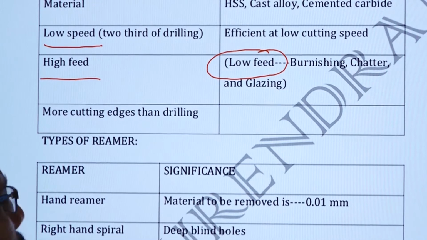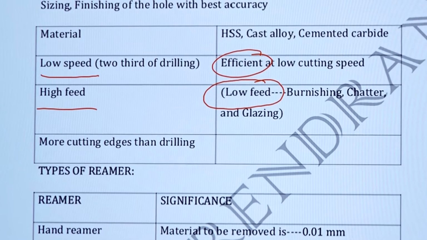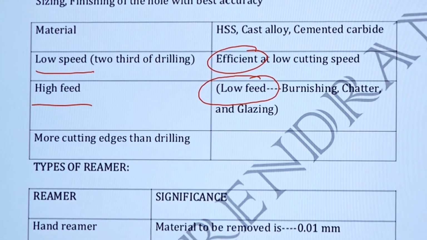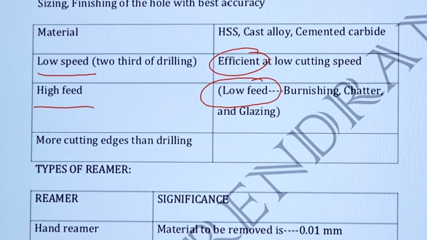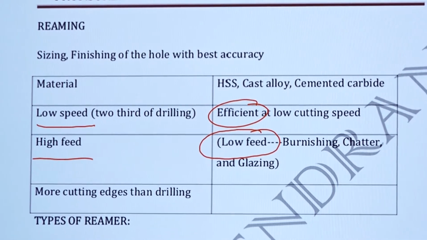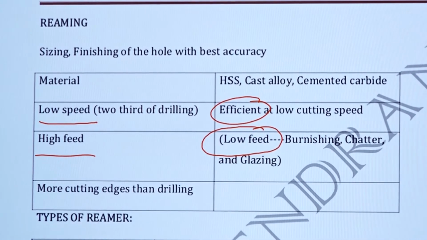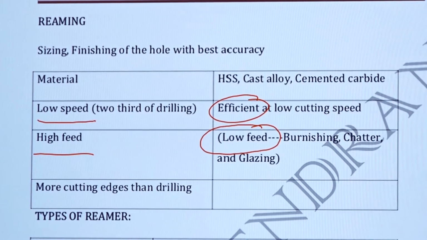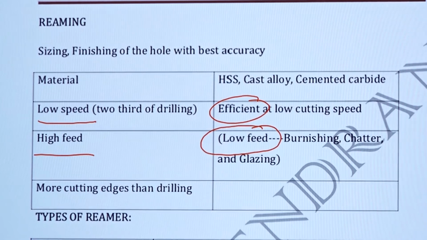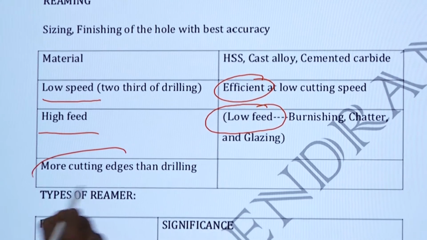So why does it go for low speed? It is efficient at the low speed. For everything there may be a reason behind it. So the Reamer has low speed compared to the drill bit because it is efficient at that cutting speed. And the feed is high because when we go for low feed, what happens? Chatter will be produced. And one more important point: the Reamer has more cutting edges compared to the drill.